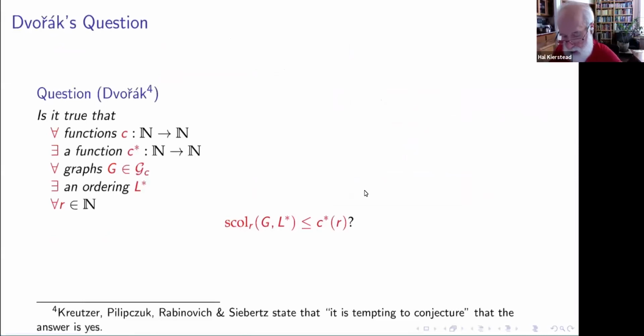So Jorak asked the real question. So what did he ask? He wants a function from natural numbers to natural numbers. And so for every such function, there should be another function, so that for every graph in a class, well, this is the class that has bounded strong coloring number, and the bounds are given by this C.